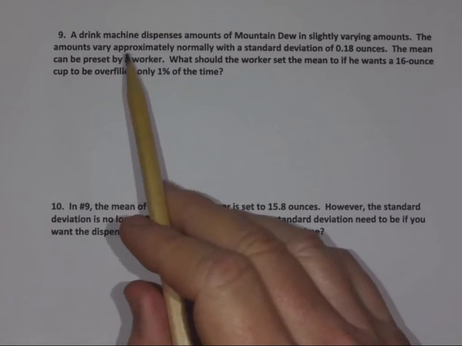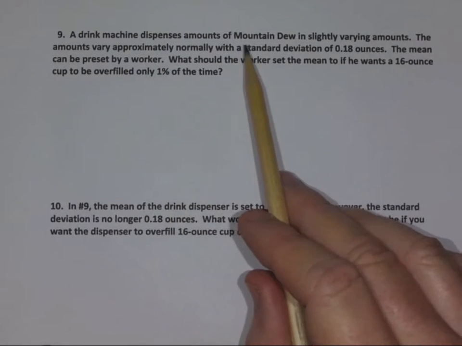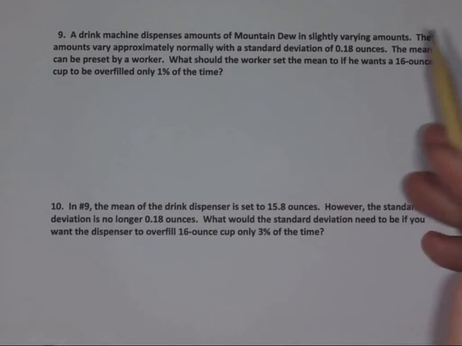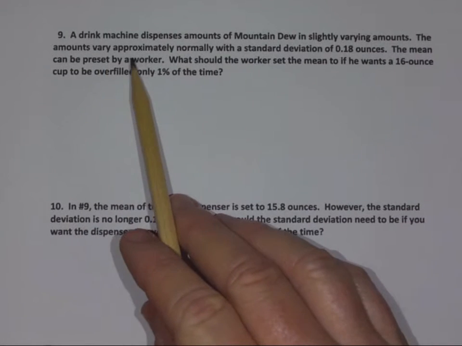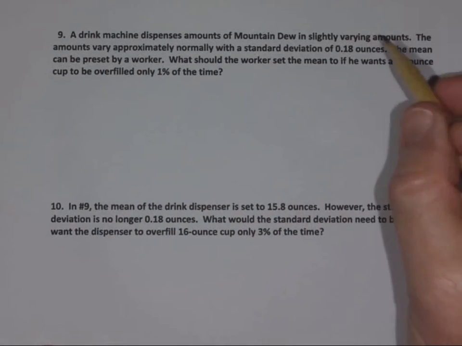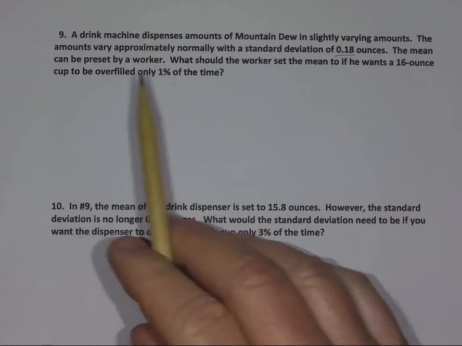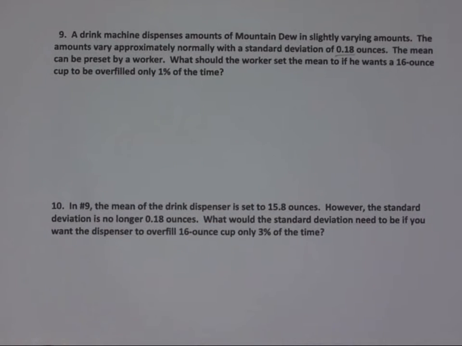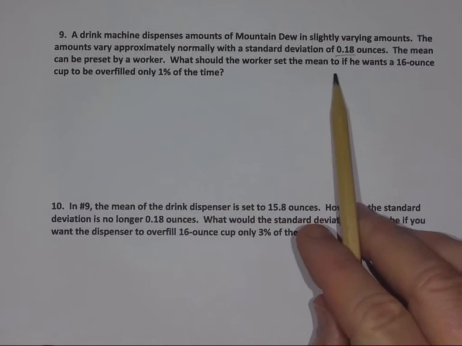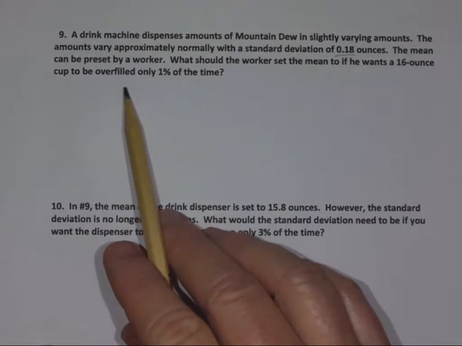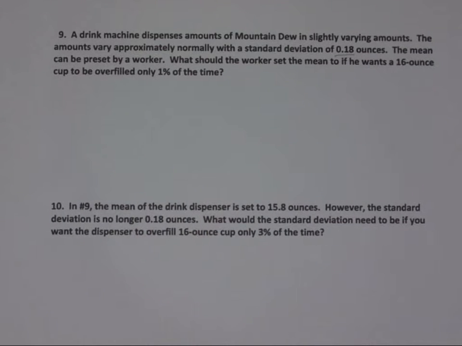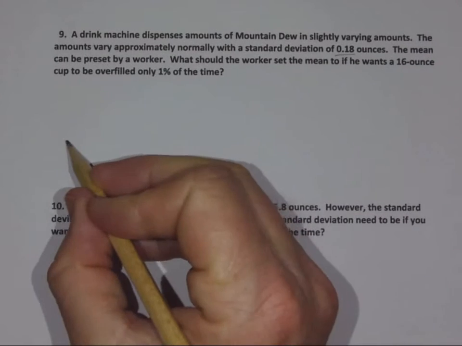So in this case, it says we have a drink machine that dispenses Mountain Dew in slightly varying amounts. The amounts vary approximately normally with a standard deviation of 0.18. The mean can be preset by the worker. What should the worker set the mean to if he wants a 16-ounce cup to be overfilled only 1% of the time? So what is happening here?